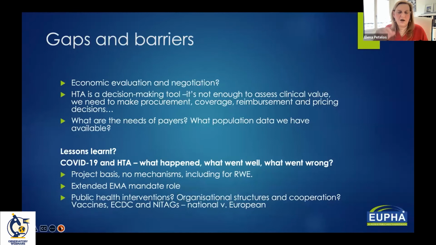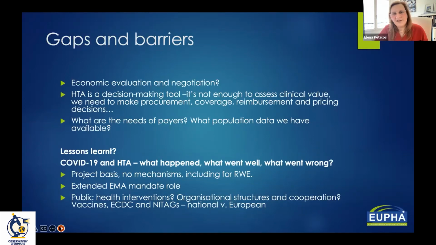EU. Now, in terms of gaps and barriers, it is important to remember that, as I said, we have to make decisions. So the economic evaluation and the negotiation aspect, there are other initiatives. We have seen the Valletta, we have seen Beneluxa. And there are, at the moment, many other partnerships that are linking to pricing and negotiation, which HTA is distinct from. But there needs to be some discussion on how this can be linked in terms of joint procurement.